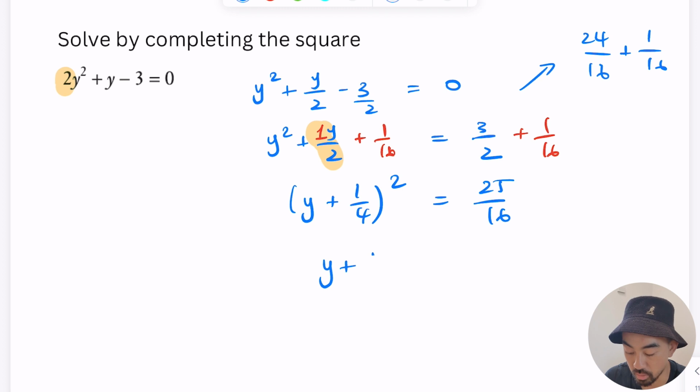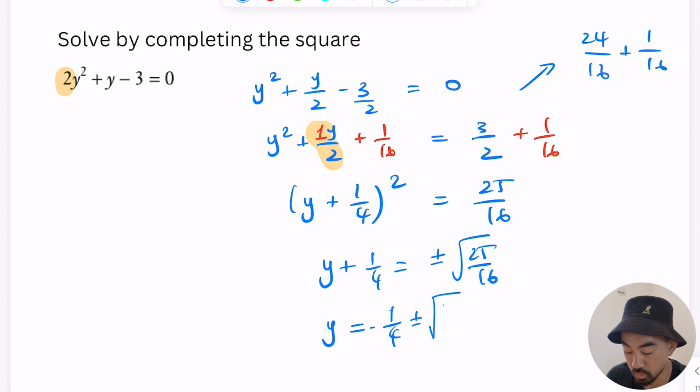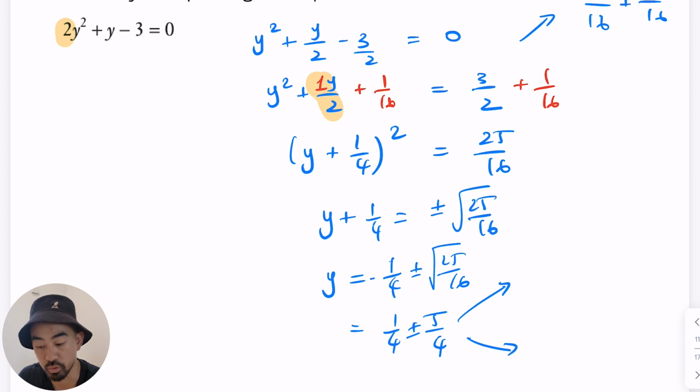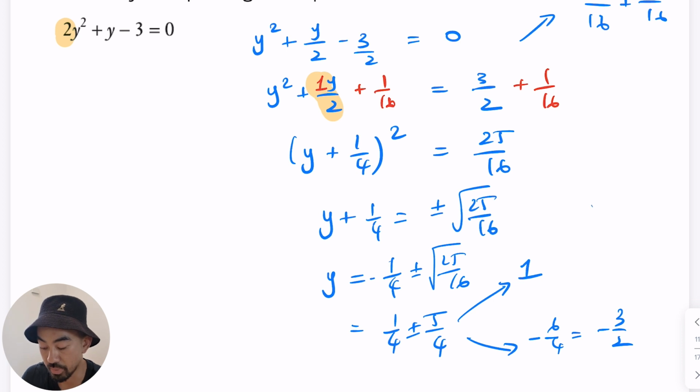Square root both sides. Y plus a quarter is equal to plus and minus root 25 on 16. Y equals negative a quarter plus minus root 25 on 16. Now, hopefully you can tell here that the square root of 25 and square root of 16 will simplify. So I'm going to have negative a quarter plus minus 5/4, which will give me two solutions. So negative a quarter plus 5/4, which will be 1, and negative a quarter minus 5/4, which would be minus 6/4, so minus 3/2. So they're my two solutions, y equals 1 or minus 3/2.